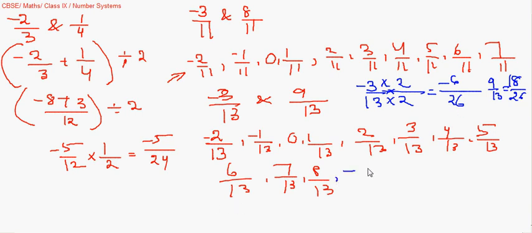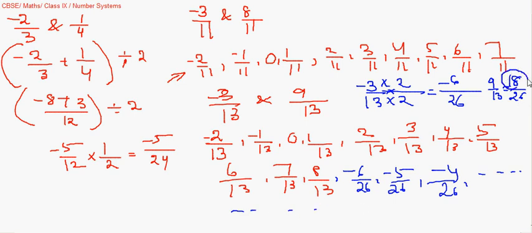So I continue with minus 6 by 26, minus 5 by 26, minus 4 by 26, and it goes on till I get the 20th number, because the maximum is 18. So the more rational numbers we are supposed to find between any two given rational numbers, the bigger the denominator has to become, and then it becomes easier for us to find the rational numbers in between the given two rational numbers.